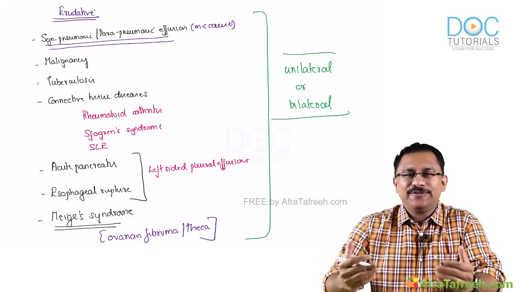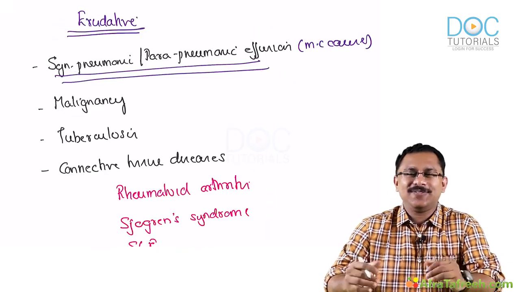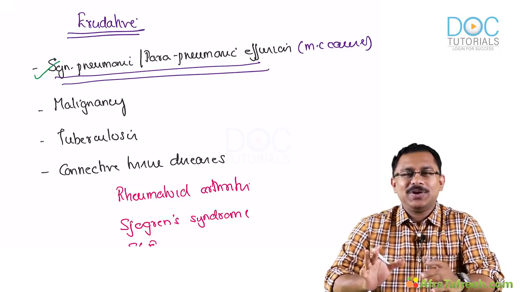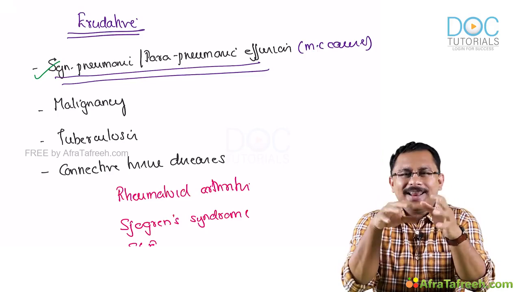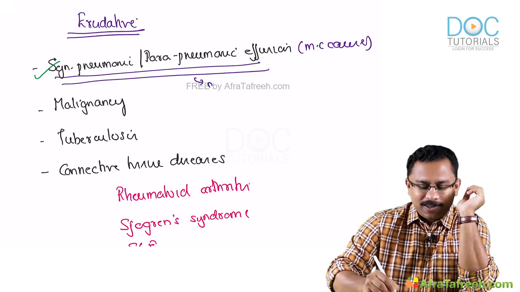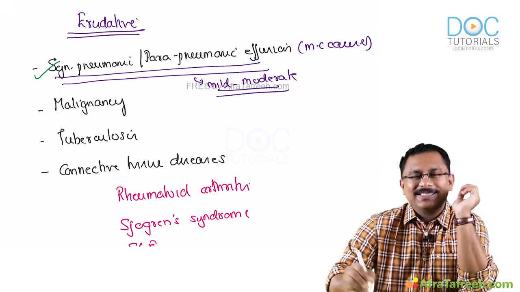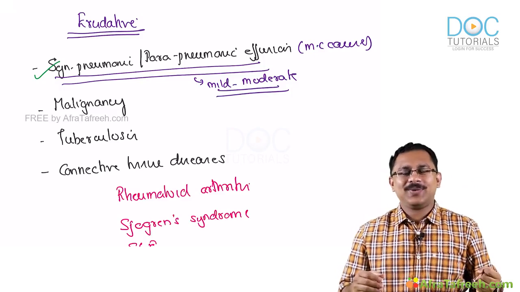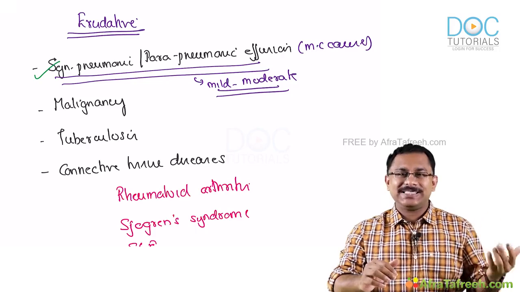Now, just a few words which you should know with respect to each of these exudative causes. Just a couple of MCQs here. About this synpneumonic or parapneumonic effusion, one important point that you have got to know is that it is likely to be a mild to moderate effusion only. It is very, very unlikely that an effusion associated with a pneumonia is massive. It is very less likely that it is going to produce a massive effusion.